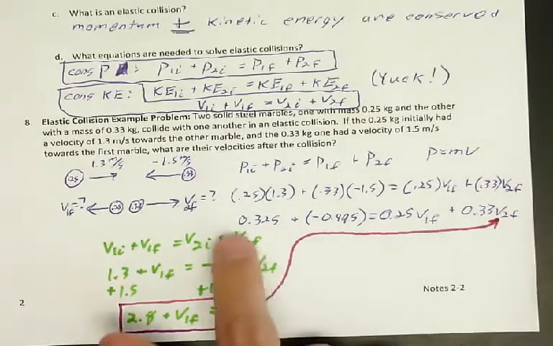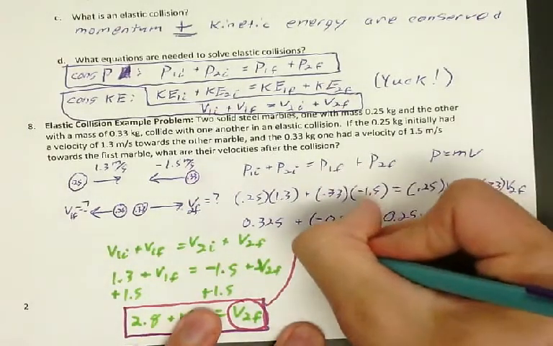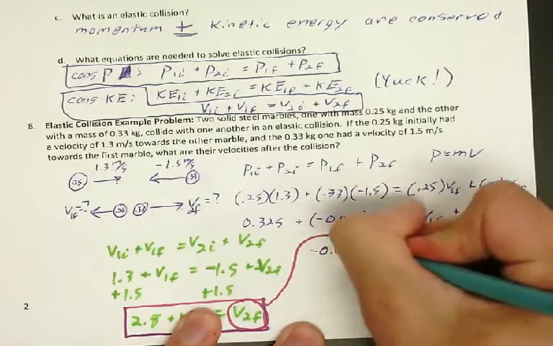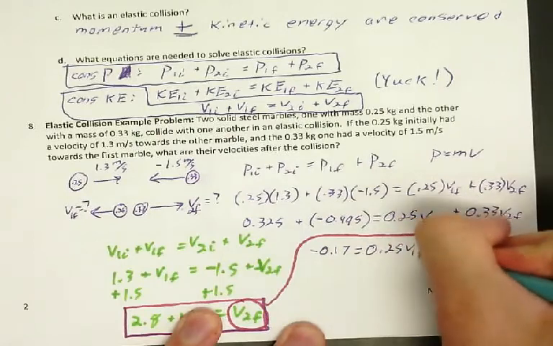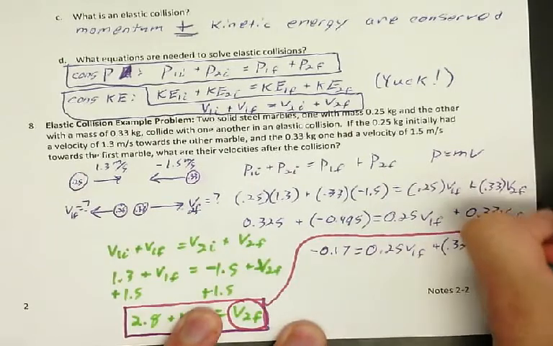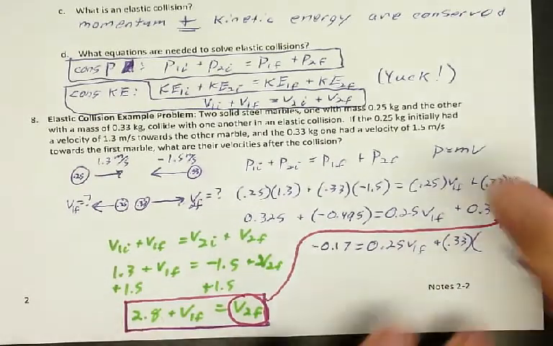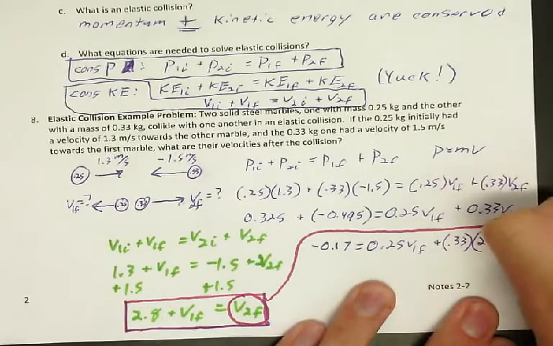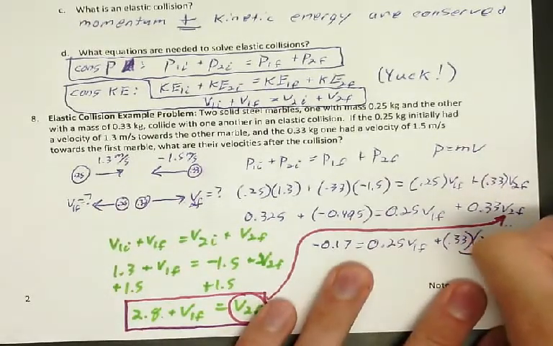So 0.325 minus 0.495 is negative 0.17, equals 0.25 V1 final plus 0.33, but now I'm multiplying it not by V2 final, but by 2.8 plus V1 final. This is a substitution, if you remember that from math class. Now I've got to distribute, everybody's favorite thing.